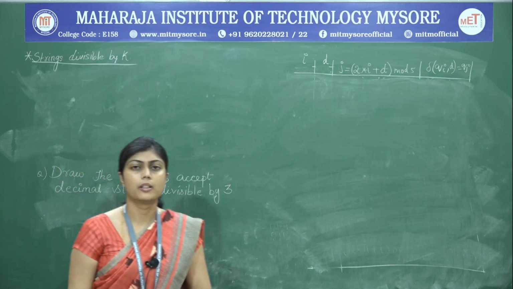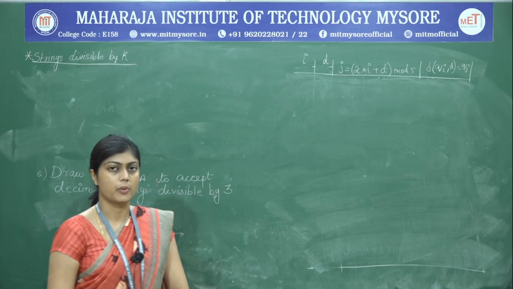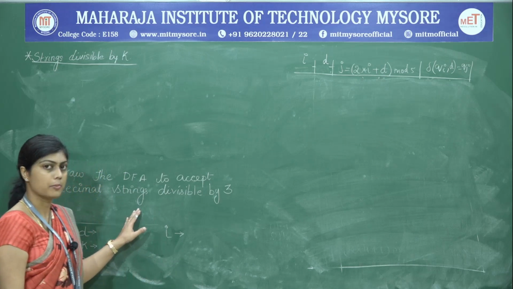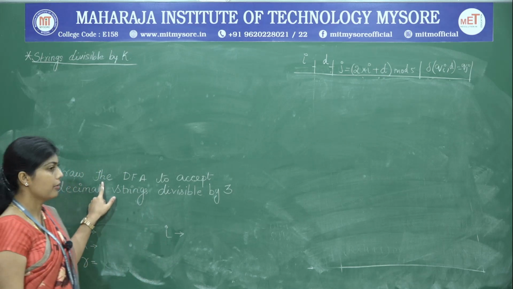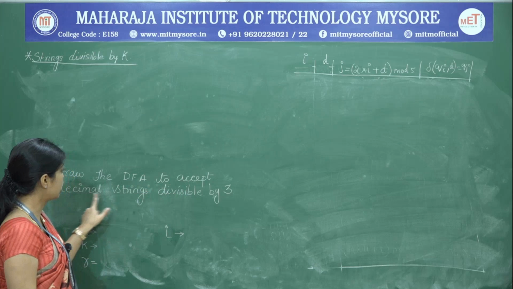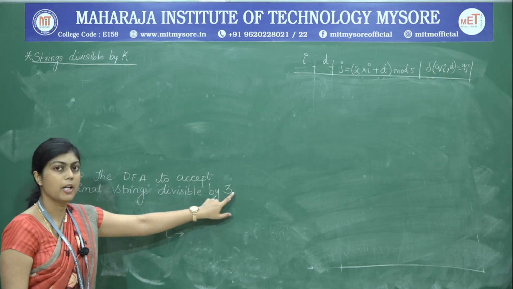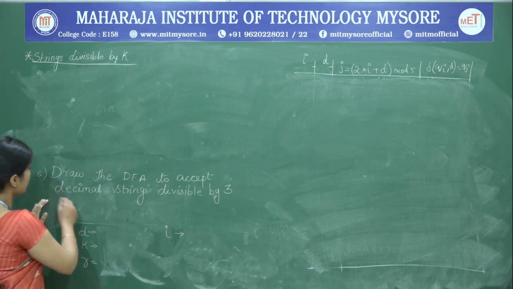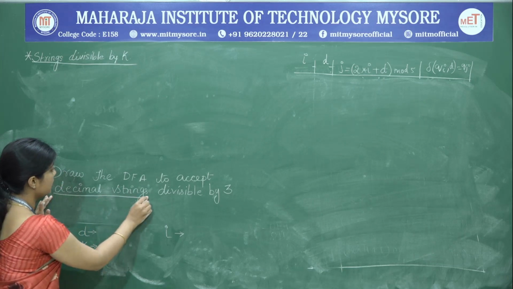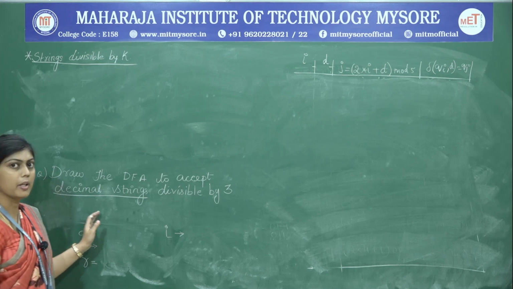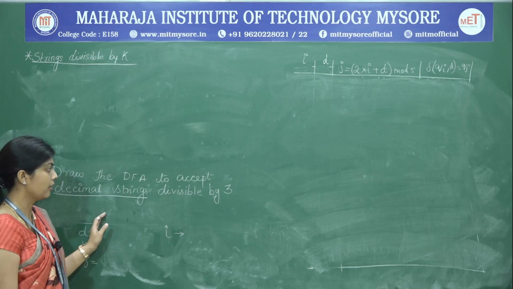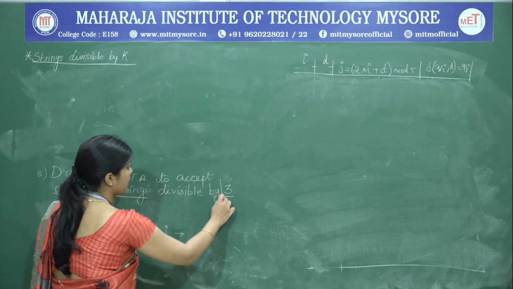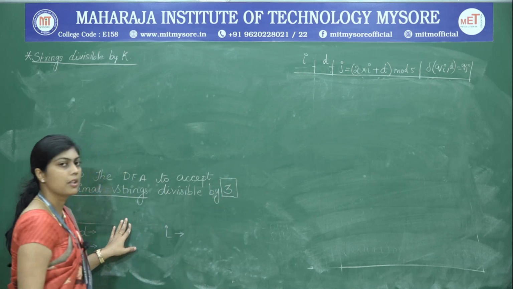Right, now we will look into another problem which is very similar to the previous problem which we have done. So we will read the problem statement first. Draw the DFA to accept decimal strings which are divisible by 3. We have to pick up a few things from the problem statement here. We are interested in decimal strings, which are made up of the digits from 0 to 9, and they have to be divisible by 3. So we have to pick up the divisor from the problem statement.